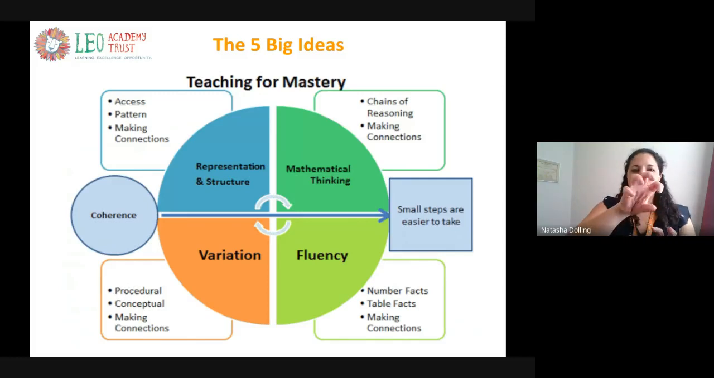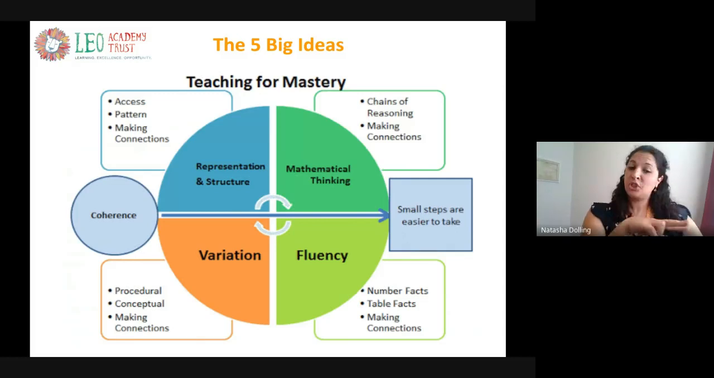But what I'm hoping to do is give you a flavour with examples of each of these elements, what it means, what it might look like in your lessons, and hopefully what it means for your practice as teachers in your maths lessons. So representation and structure. That's a lot of pattern seeking, making connections. I'm going to talk a lot about the key representations that we should be introducing to children. We've got mathematical thinking, which is a lot about chains of reasoning and making connections, which you'll notice again comes up. The fluency, so the number facts we need, the table facts we need, and again, you'll notice the making connections.